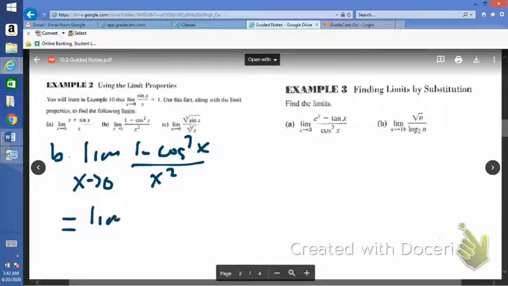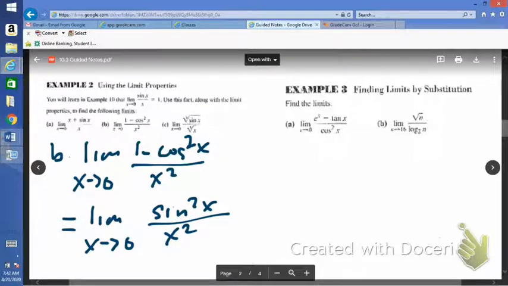The first thing I notice is that up top, 1 minus cosine squared x, that's a Pythagorean identity equaling sine squared x. So this equals sine squared x over x squared. And the reason I make that substitution is because it tells us we're going to be using the limit as x approaches 0 of sine x over x for this problem. So I want to put this in terms of sine x.